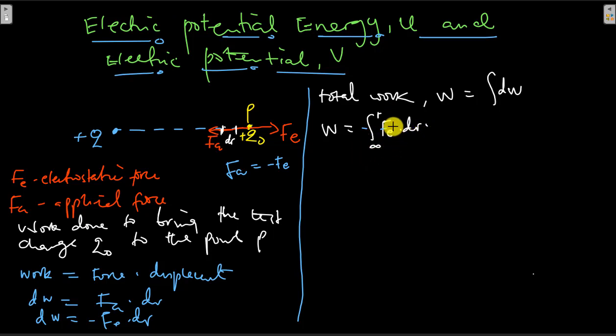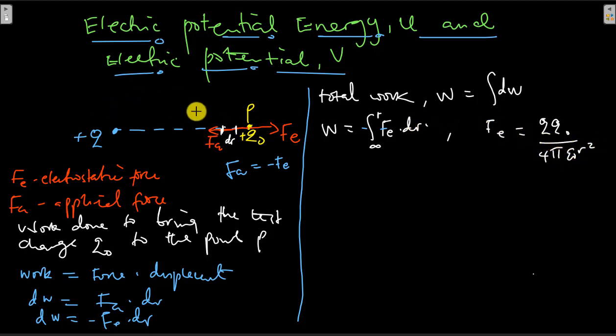Let's substitute for the electrostatic force. We know that the electrostatic force, according to Coulomb's law, is going to be Q times Q naught over 4 pi epsilon naught r squared, since these charges are placed in free space.